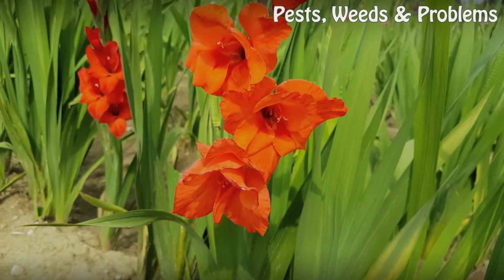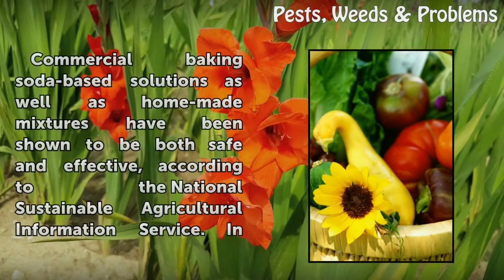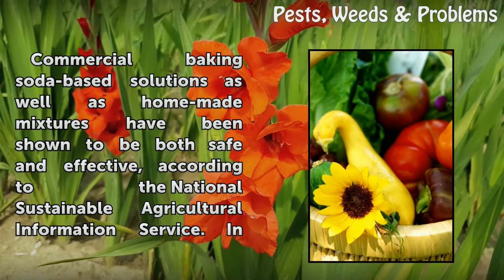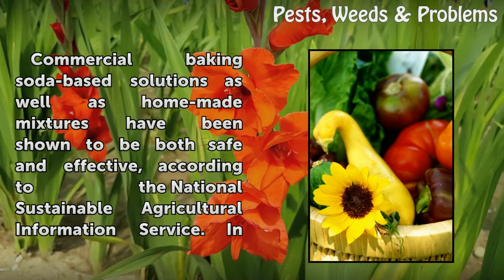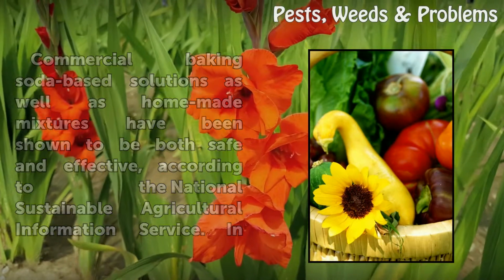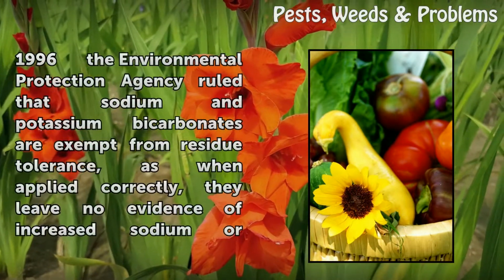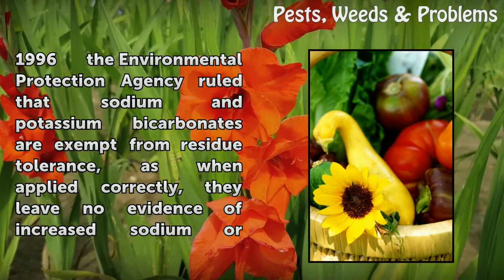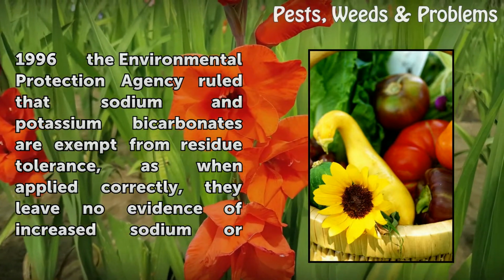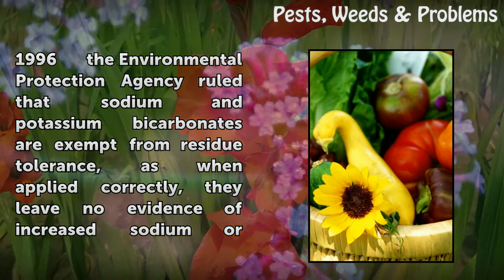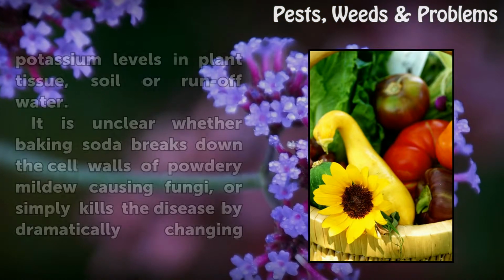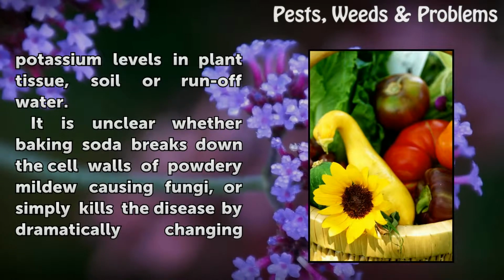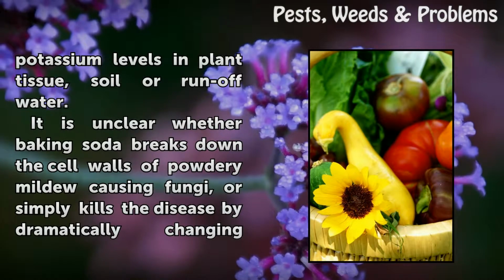Significance. Commercial baking soda-based solutions as well as homemade mixtures have been shown to be both safe and effective, according to the National Sustainable Agricultural Information Service. In 1996, the Environmental Protection Agency ruled that sodium and potassium bicarbonates are exempt from residue tolerance, as when applied correctly, they leave no evidence of increased sodium or potassium levels in plant tissue, soil or runoff water.